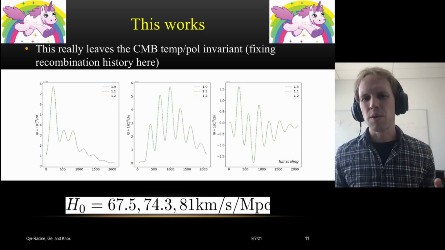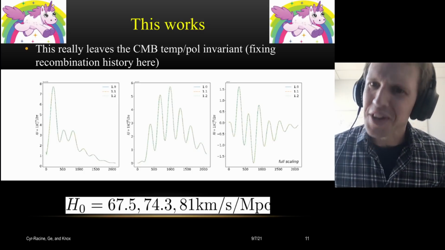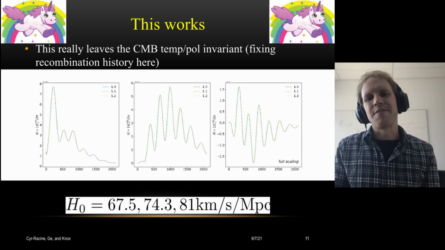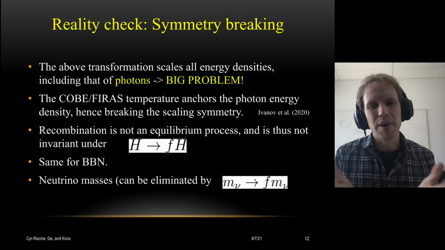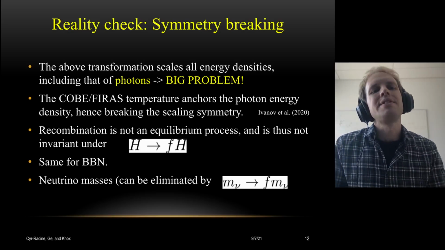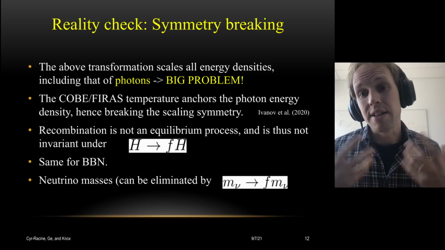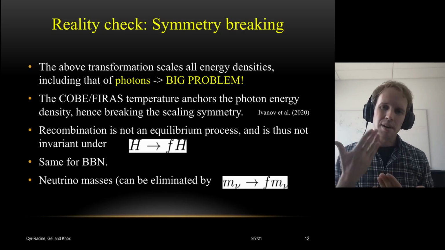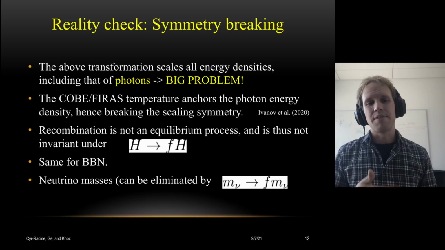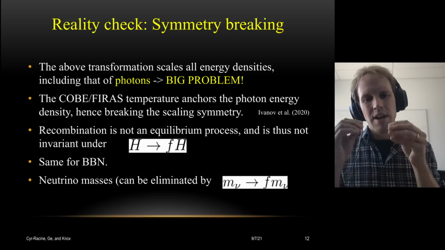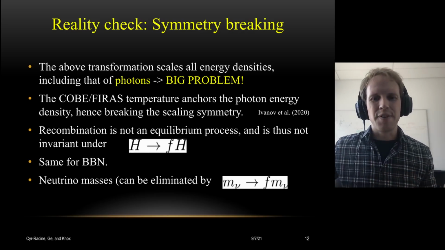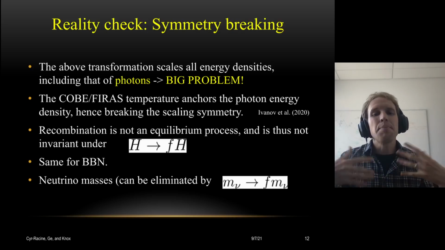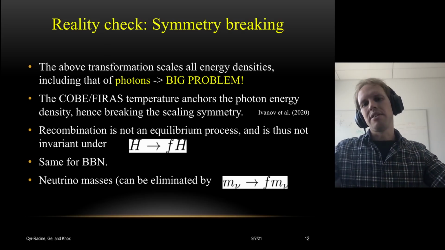Now, of course, we live in the real world. We have to leave the land of rainbows and unicorns and do a reality check. Now we have to bring in all the symmetry breaking effects that exist in the real universe. The big elephant in the room is that the transformation we introduce here scales up every single density, including that of the photons. And this is a big problem because we have a precise measurement of the CMB temperature today from COBE-FIRAS, and this pins down the abundance of photons today. Since we know exactly how photons evolve cosmologically, it basically pins down the temperature history of the photons. So technically, in the real universe, we're not able to just rescale the density of photons by fiat.